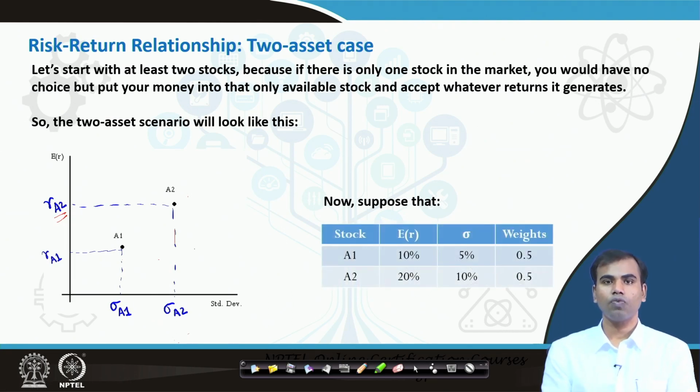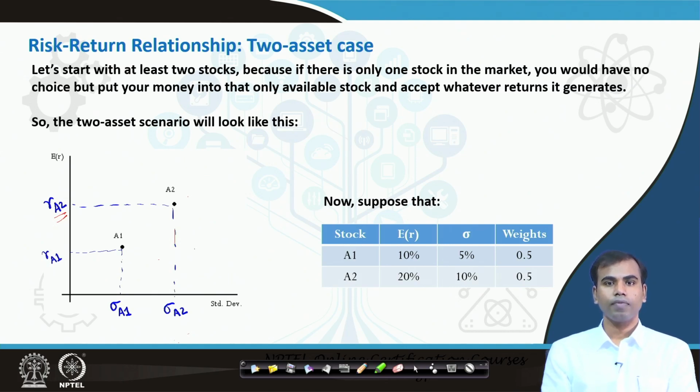Suppose asset 1 has a return of 10% with a sigma or risk of 5%, and asset 2 has a return of 20% with a sigma or risk of 10%. These are just arbitrary numbers, this could be anything else, but for the sake of simplicity we have used these numbers to illustrate the relationship between risk and return on a portfolio of two assets.